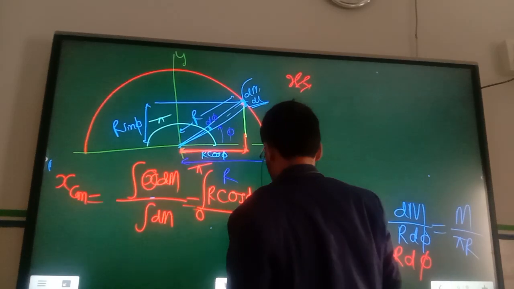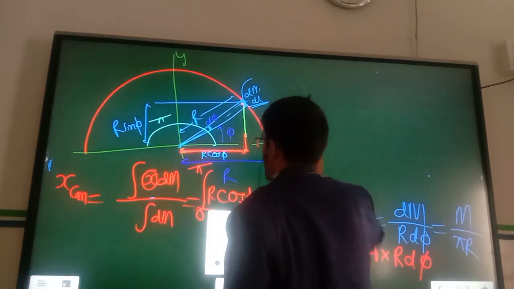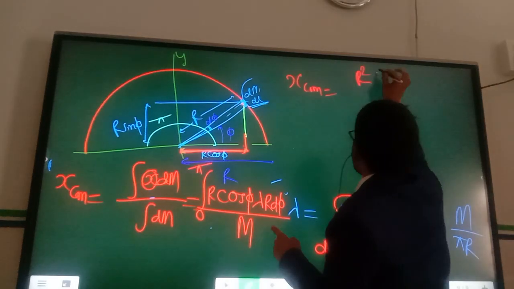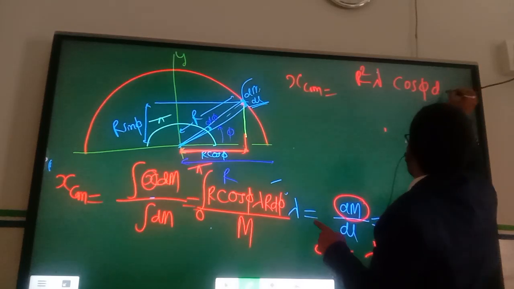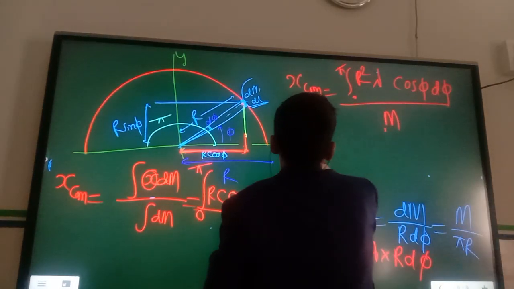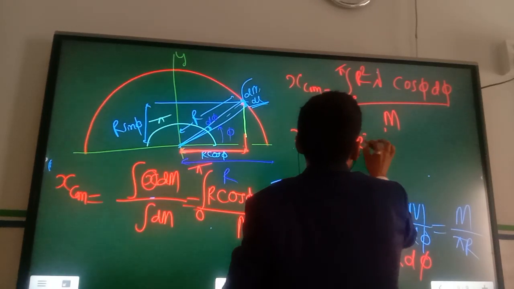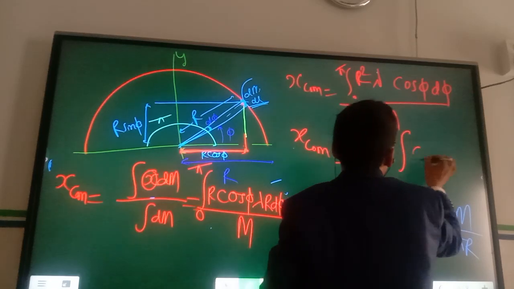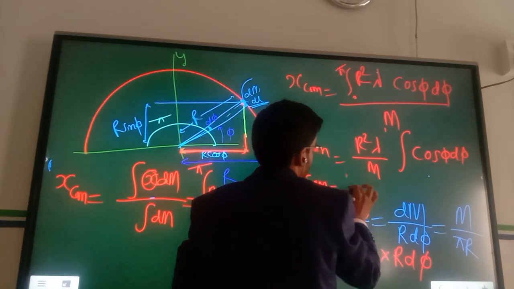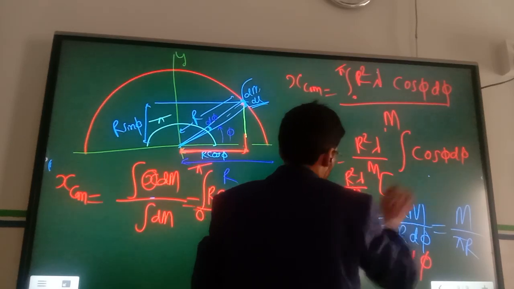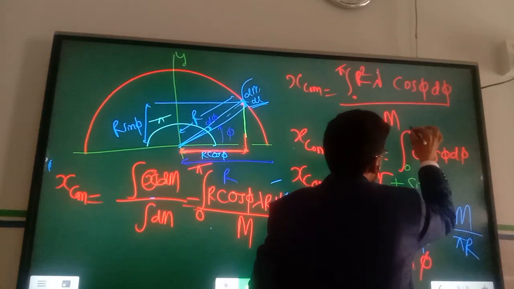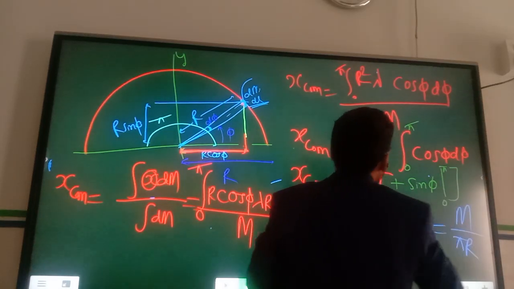Now x center of mass equals r square lambda cos phi d phi from 0 to pi upon integration of dm, which is m. X center of mass is equal to r square lambda upon m and integration of cos phi d phi. Now further, x center of mass equals r square lambda upon m, and the integral of cos phi is sin phi, with sin phi from 0 to pi.